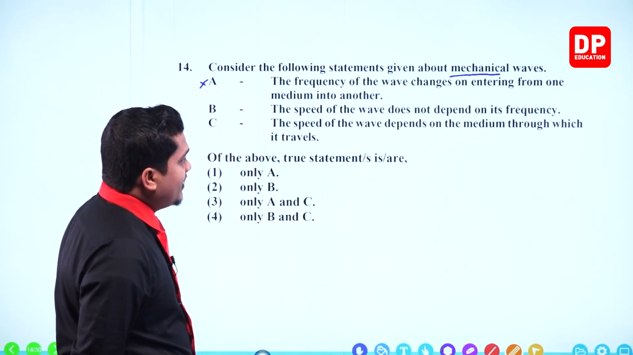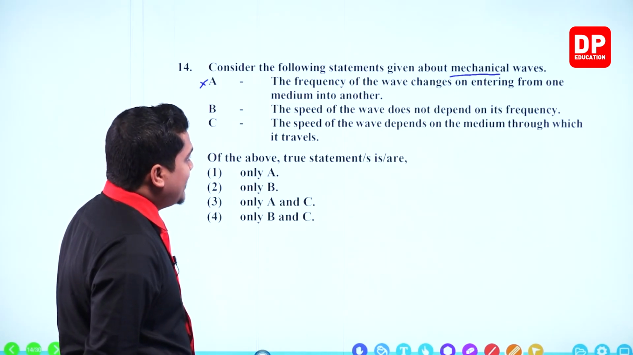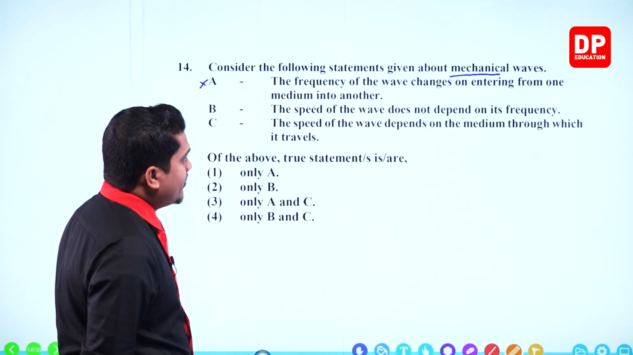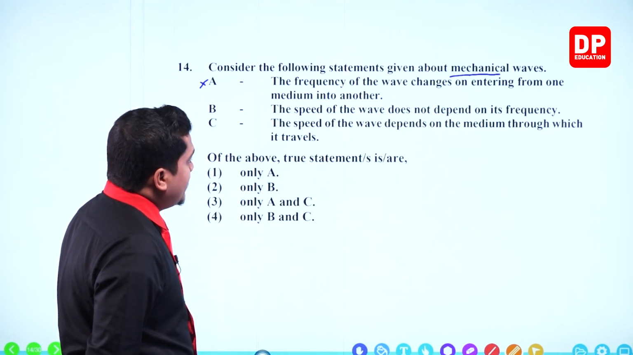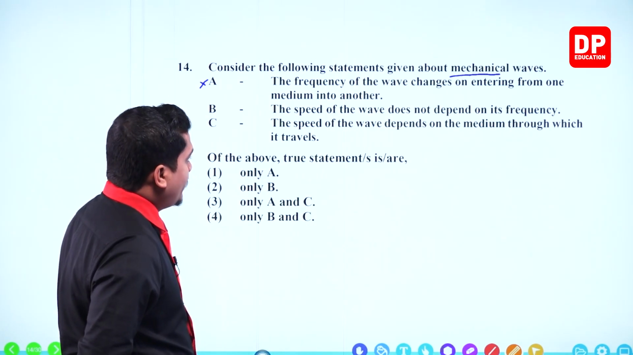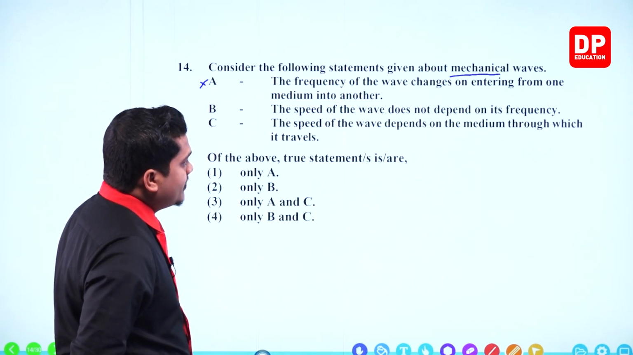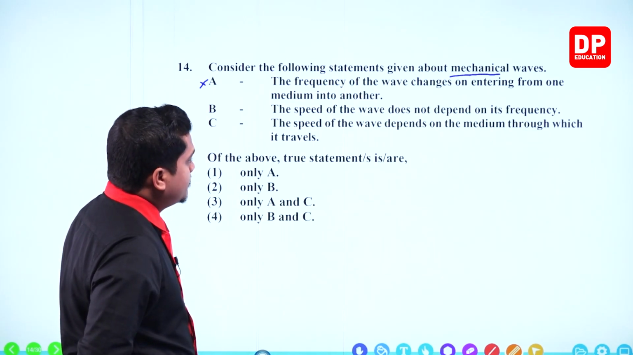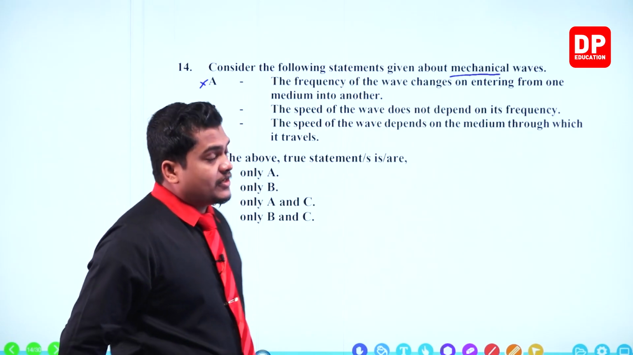The speed of the wave does not depend on its frequency. Then the next one given: speed of the wave depends on the medium through which it travels.